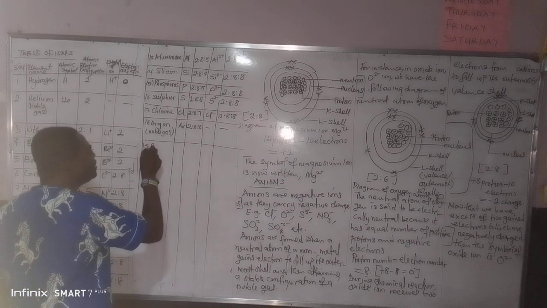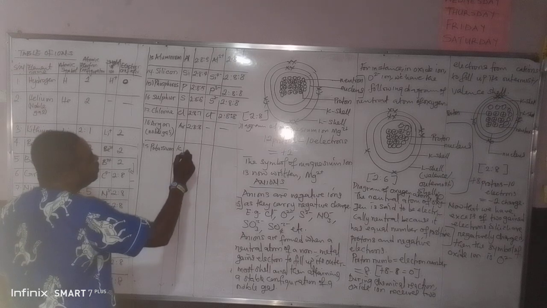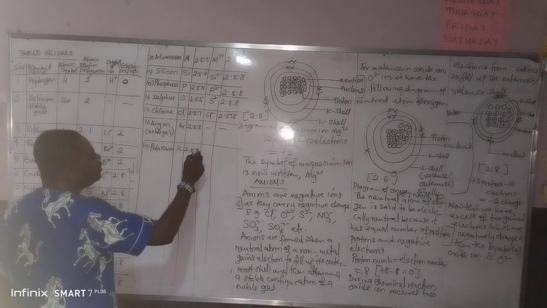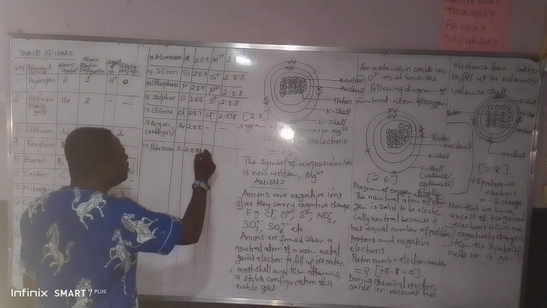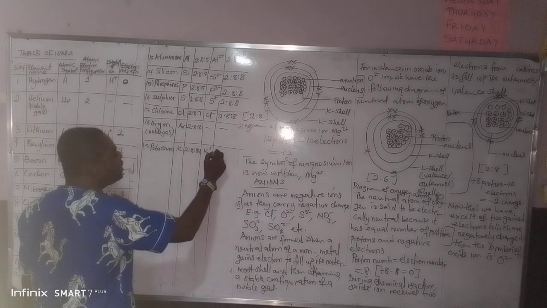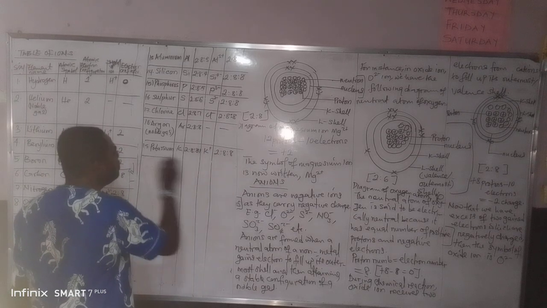Number 19 is potassium, K. So configuration is 2,8,8,1. So whatever is here, this one, just put it as the charge. This potassium ion configuration is now 2,8,8. This one has vanished. It has lost it.